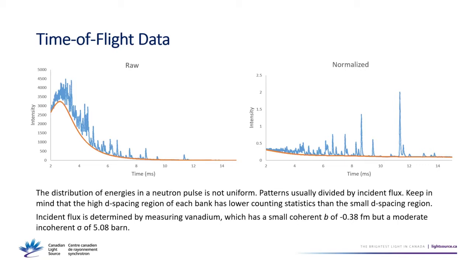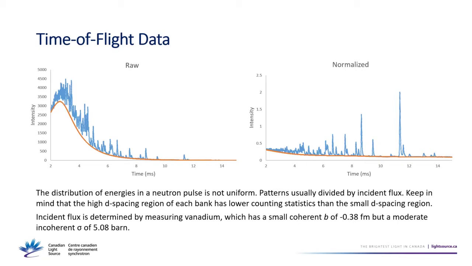So this is your raw diffraction data, and you can see that at certain energies, you have a lot higher statistics than at lower energies. So what we'll do is usually people will measure like a vanadium rod because it has a very small coherent cross-section, but a reasonable incoherent one. And you can measure the distribution of energies in a pulse, and then you normalize by that. And so this is what you get for the normalized pattern.